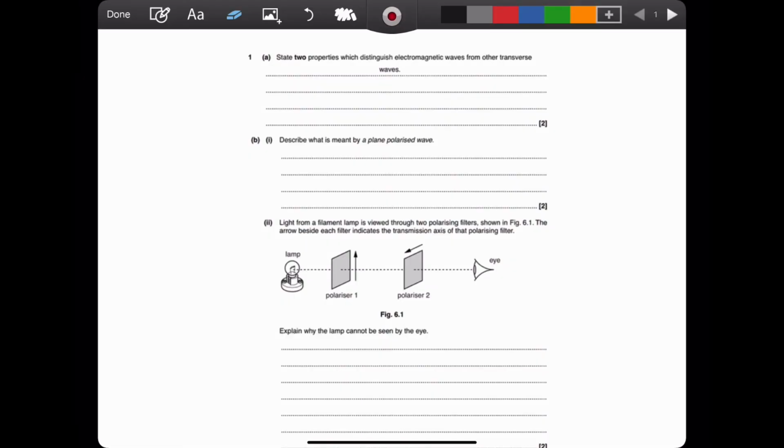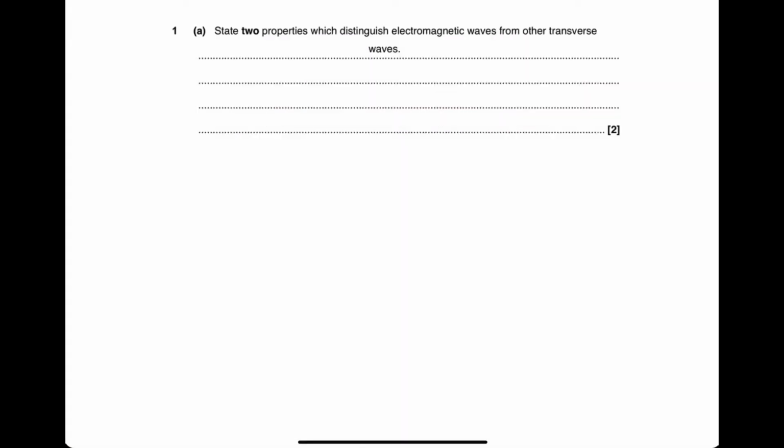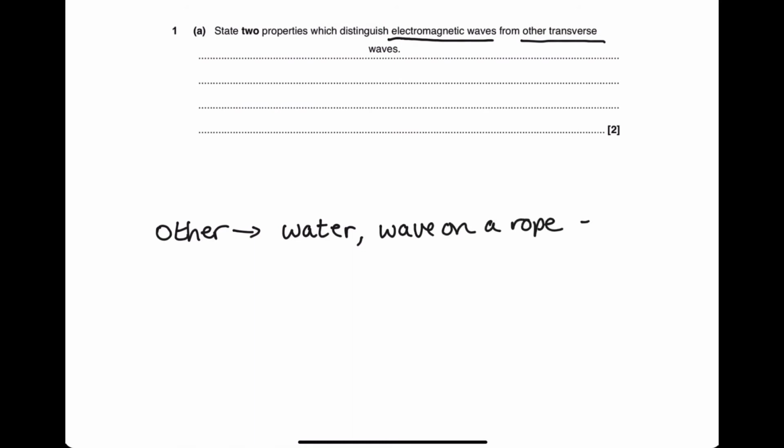Let's have a look at an exam question on polarization. Okay, starting with the first part of this question, which is worth 2 marks. State 2 properties which distinguish electromagnetic waves from other transverse waves. So we have to think about 2 things which is unique for electromagnetic waves and that other transverse waves do not exhibit. So other transverse waves could include water waves, or maybe waves on a rope that you could create.